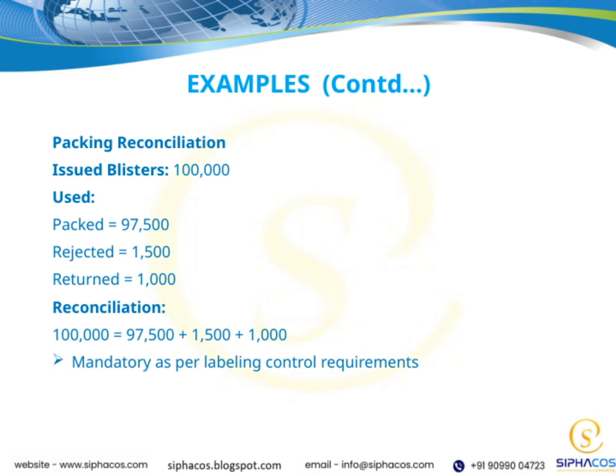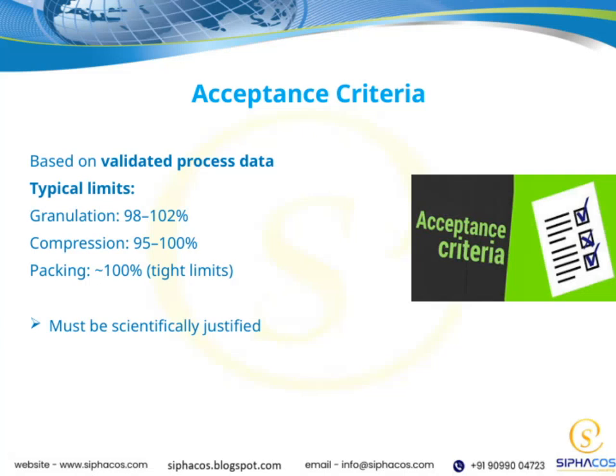This reconciliation process is mandatory, as per our labeling control requirements. It ensures that every blister issued is accounted for, whether it's in use, rejected, or returned. This step is crucial for maintaining accuracy and compliance in our packaging process, helping us identify discrepancies and maintain quality standards. It's an essential part of our overall quality assurance system. Let's take a closer look at the acceptance criteria.